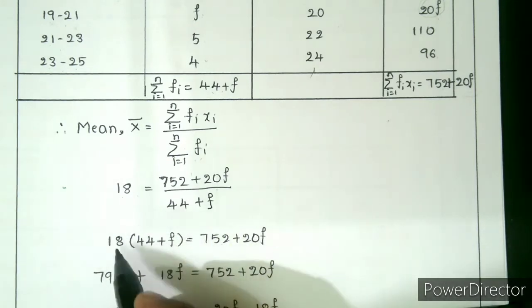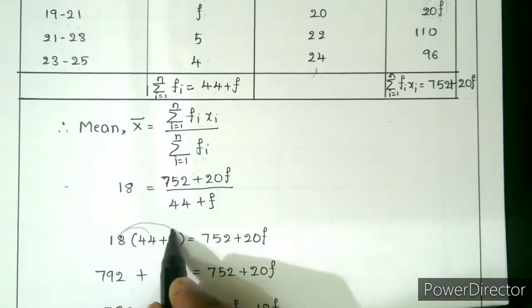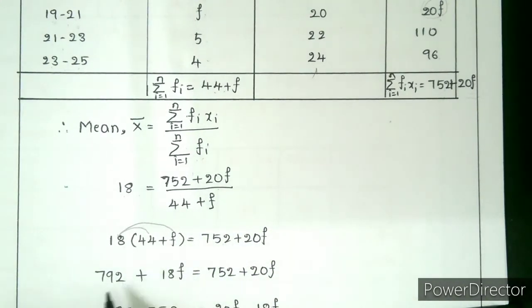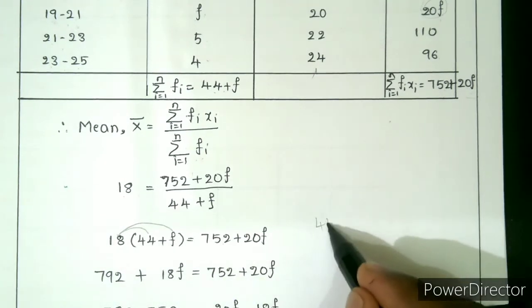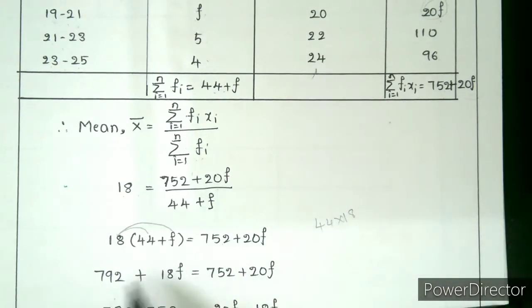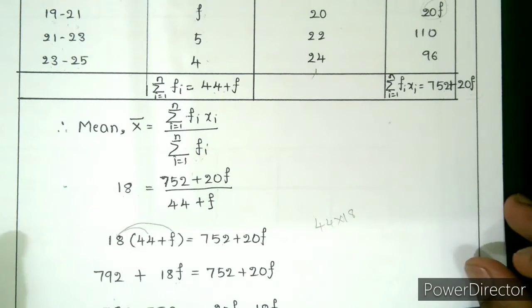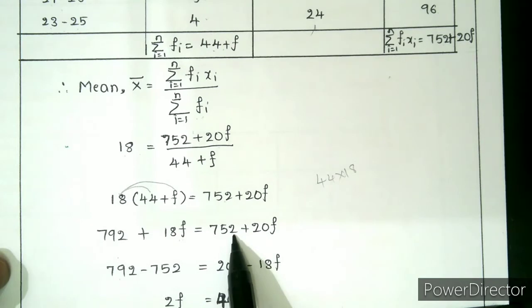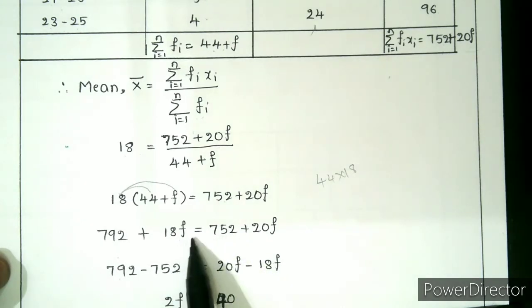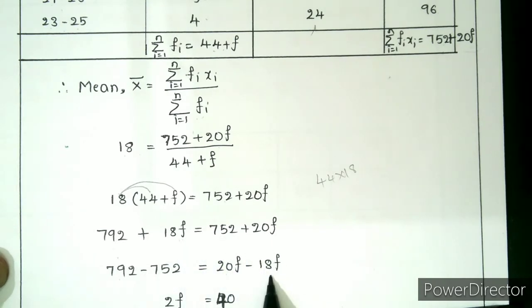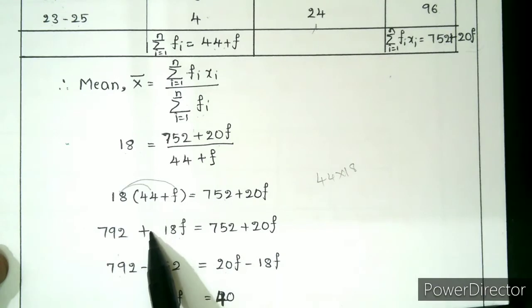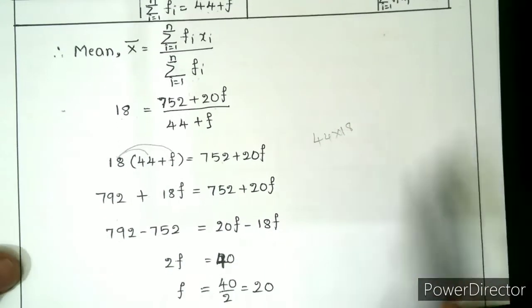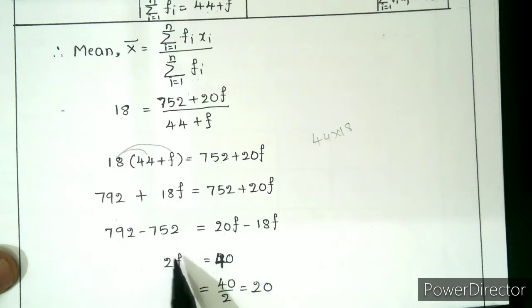When you multiply 18 into 44 you get 792 and 18f. So 18f plus 792 equals 752 plus 20f. Take like terms together, so I take all the constants to one side. When 752 comes to this side of the equal sign, it becomes negative. Likewise 18f, when it comes to this side of the equal sign, it becomes negative. Here it is positive, when you come to this side it is negative. That step is transposition.